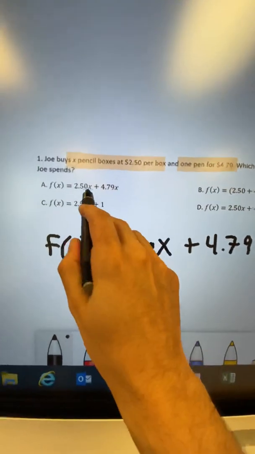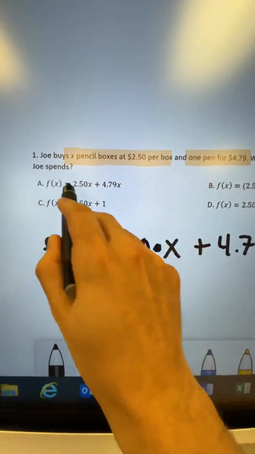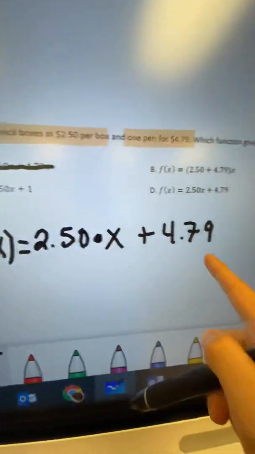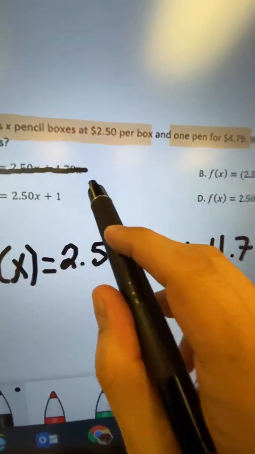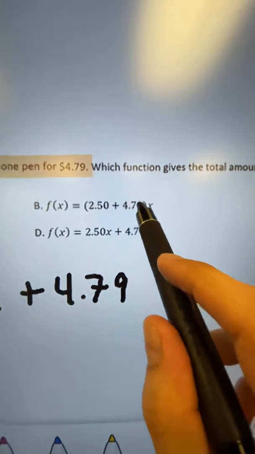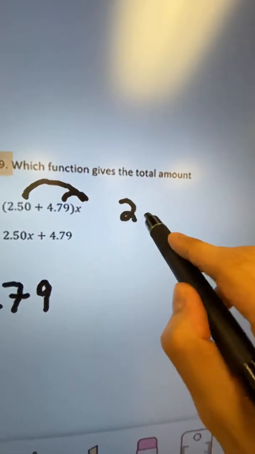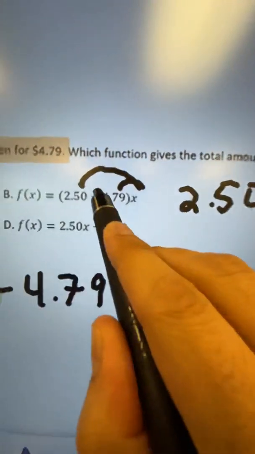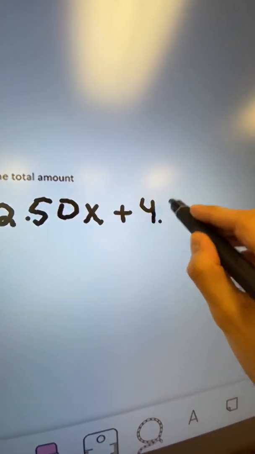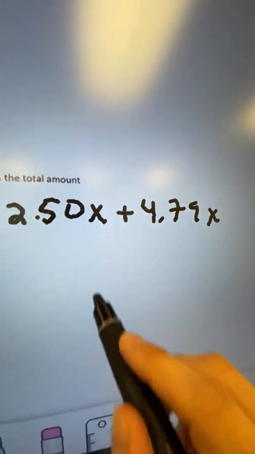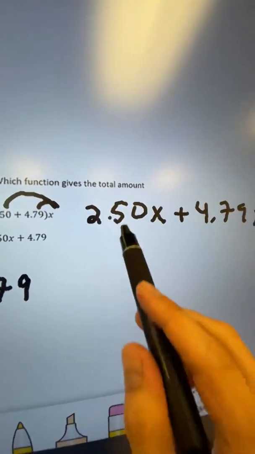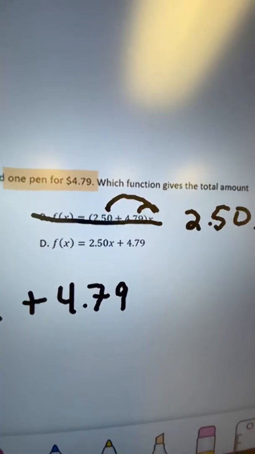So looking at the first choice, 2.50x plus 4.79x is not the correct choice because the 4.79 is not a variable cost. We have the next one. If I were to apply the distributive property, this would be 2.50x plus 4.79x. Again, this is similar to answer A, so this one is not the correct answer either.